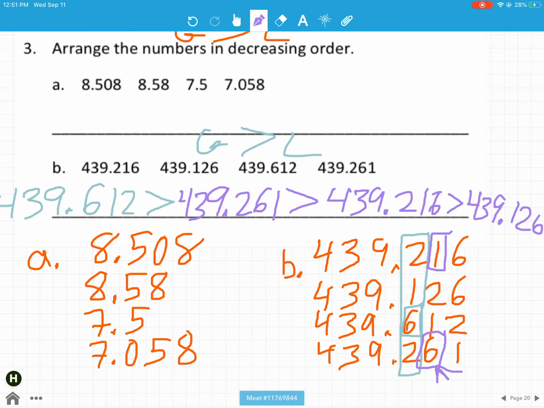So it's comparing, understanding the place value chart. It's lining them up, making sure that they're lined up.